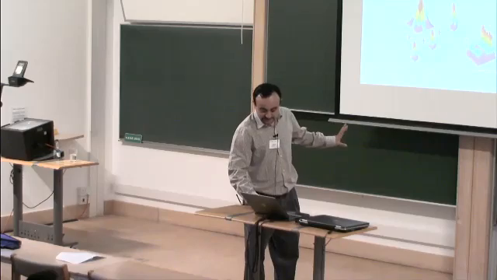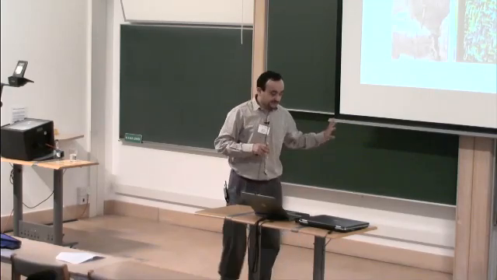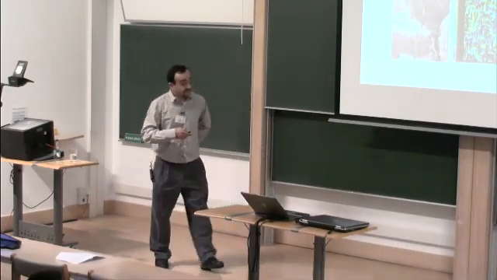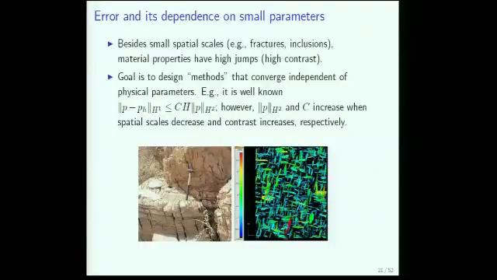So the coarse spaces I will discuss will basically be both preconditioners and multi-scale coarse scale approximations. Again, the goal here: we have two parameters, the small spatial scale and the jump. We'd like the method to converge independent of these parameters. Looking at the domain decomposition preconditioner, I'd like the condition number to be independent of the contrast. For a multi-scale method, I'd like it to converge independent of the small spatial scale or the contrast.